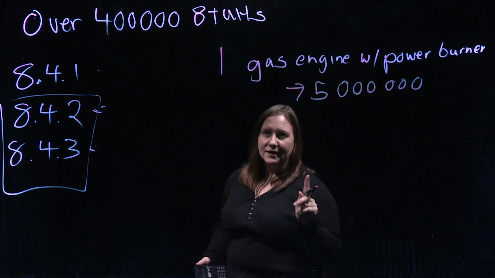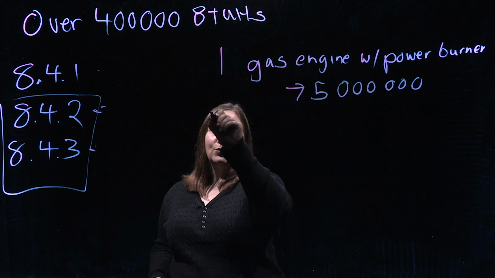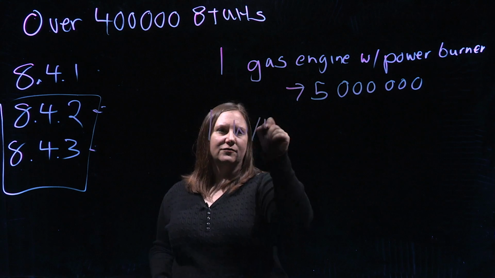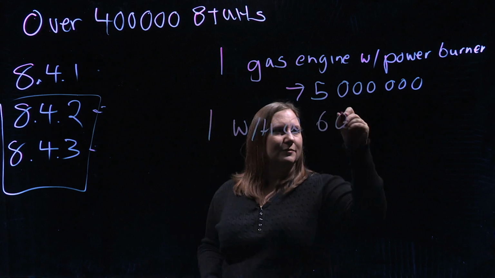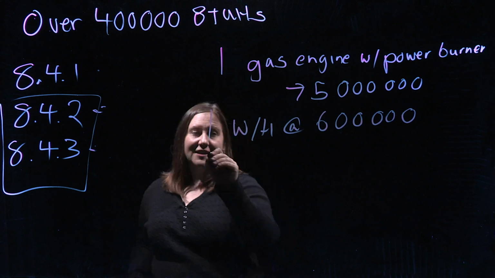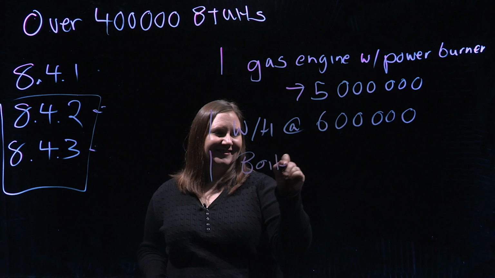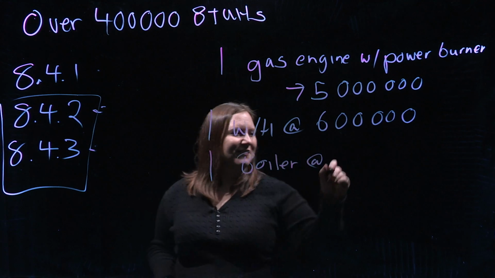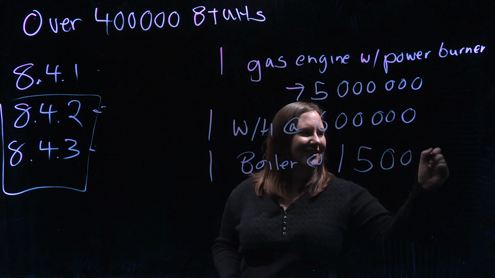So we've got one gas engine, and let's say that I've got one water heater, and that water heater is 600,000 BTUs, and I have one boiler. And that boiler is 1,500,000 BTUs.